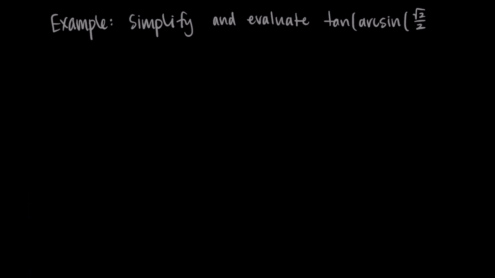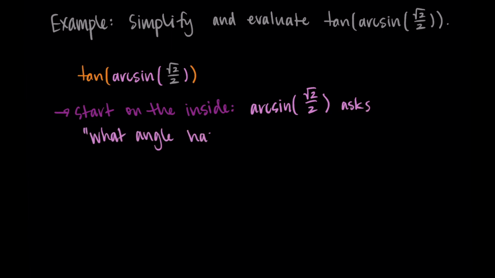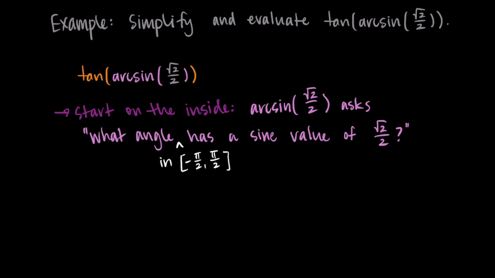Alright, so let's try some examples so you can see what this looks like. For our first example, let's simplify and evaluate tangent of arcsine of square root of 2 over 2. I'm just going to put some colors on these so I can help keep them apart, and we're going to start on the inside. So we're going to start with arcsine of square root of 2 over 2. This asks, what angle has a sine value of square root of 2 over 2? And specifically, it's asking which angle in quadrants 1 and 4, since arcsine is defined in those quadrants.